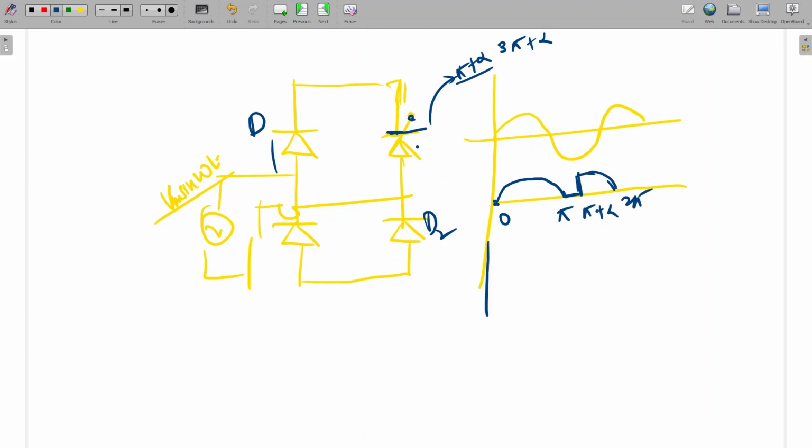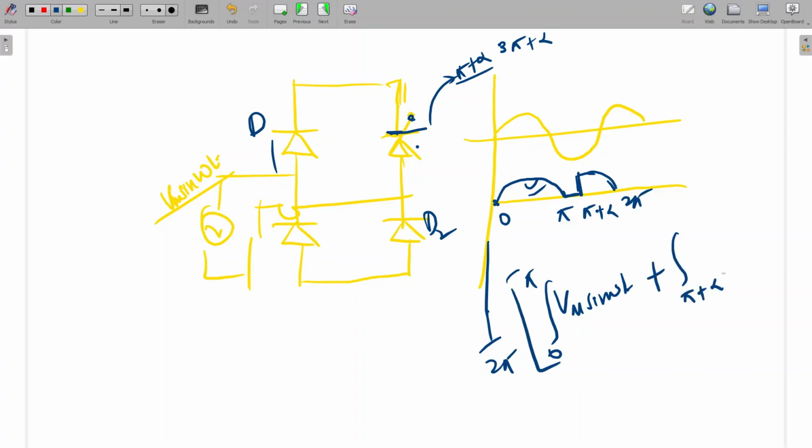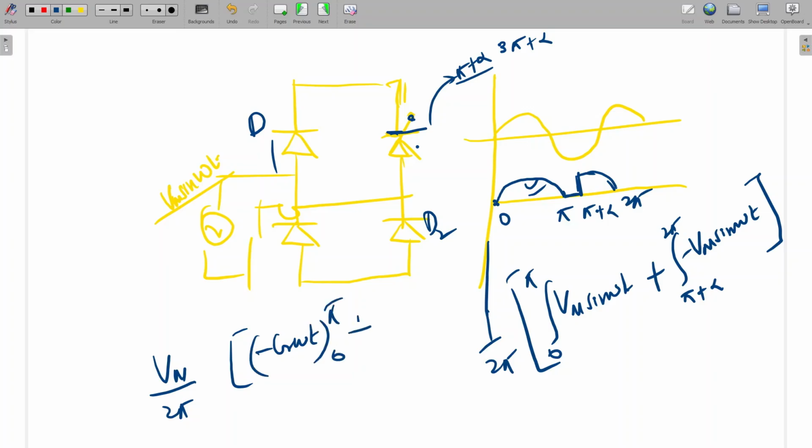Is it clear? Yes, sir. We can derive the average output voltage. I think that will be the same here also. So see, this is Vm sin omega t. Vm sin omega t from 0 to pi, the period will be 1 by 2 pi, plus from pi plus alpha to 2 pi, minus Vm sin omega t. So Vm I am taking outside: Vm upon 2 pi, and this first part will be minus cos omega t from 0 to pi, plus the second will be cos omega t from pi plus alpha to 2 pi.